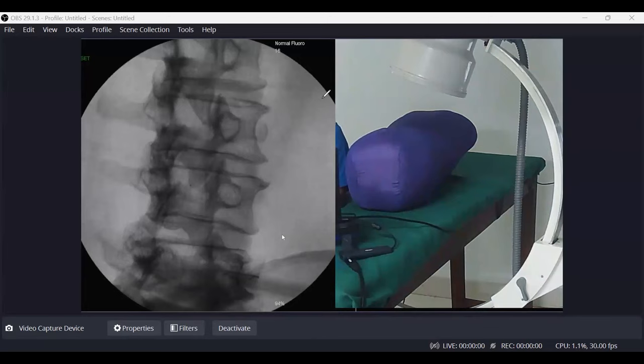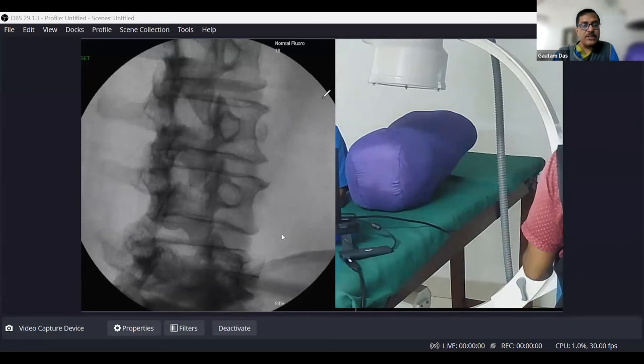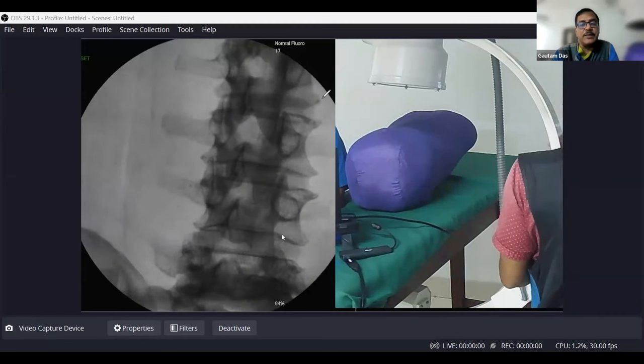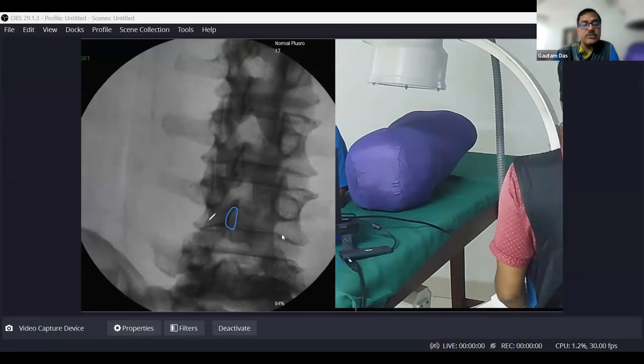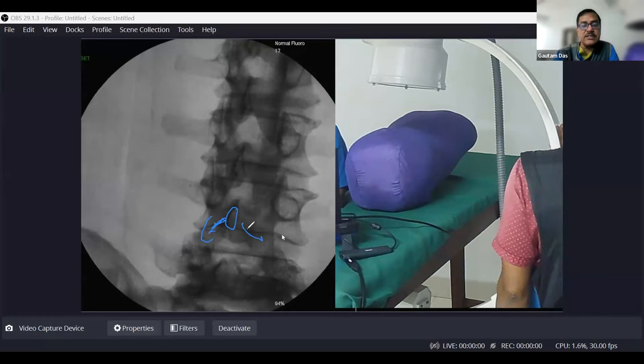So again, I'm making it first straight. Look at first. So now this was AP. I'll be just doing a little oblique. So now a little bit of oblique. Now this was your spinous process and this was your inferior articular process. They are coming closer and this distance is increasing. So now I am making it more oblique and now we look at what is happening.